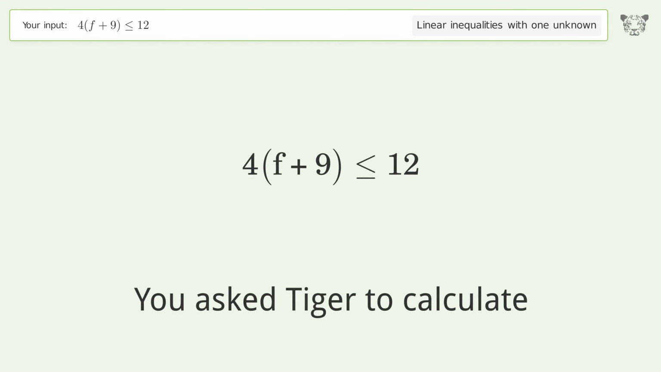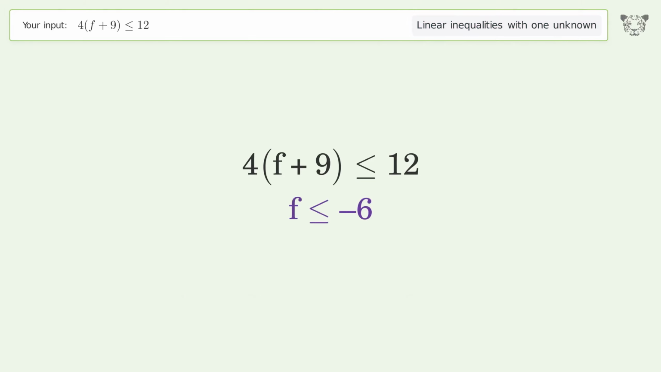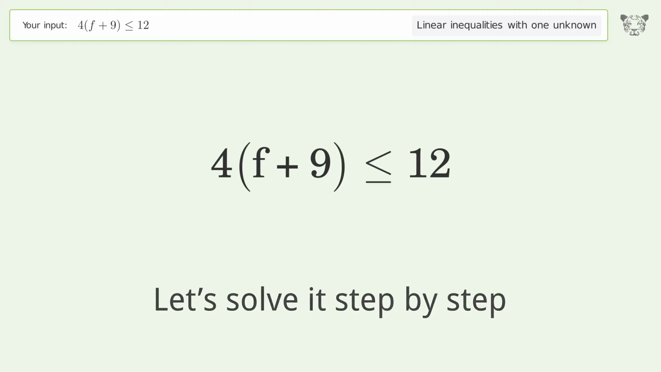You ask Tiger to calculate. This deals with linear inequalities with one unknown. The final result is f equal or smaller than -6. Let's solve it step by step.